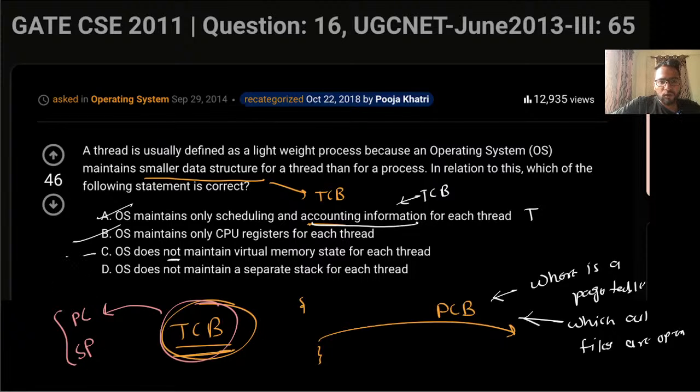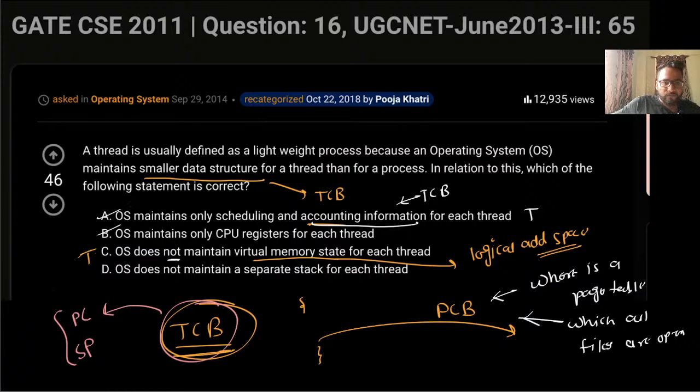The C option is saying OS does not maintain the virtual memory state. Virtual memory state means the logical address space, the entire logical address space. So OS does not maintain this, then the answer is true. This should be true because OS does not maintain the entire logical address space for each thread. Yes, Harish, that is correct. So that is true, but this A and B I think should be false.